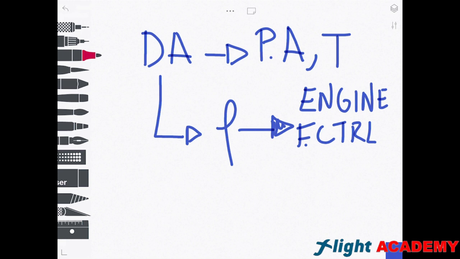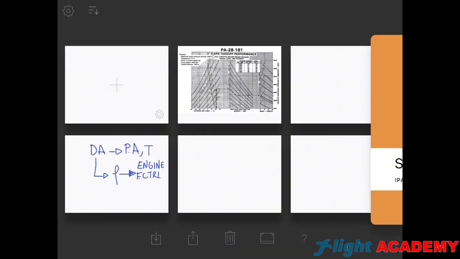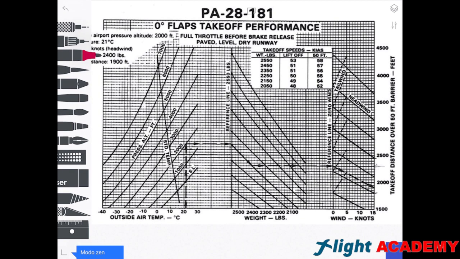But before going into detail with this concept, I would like to show you the main reason for having it. The main reason is these tables around here. As you can observe here, you have outside air temperature, and here you have pressure altitude, with the result being the density altitude. In this chart, we are going to calculate the takeoff distance with 0 flaps, full throttle before brake release, paved, level, and the runway is dry.